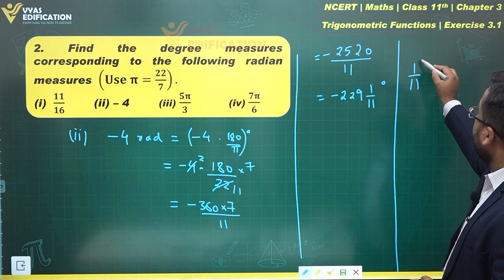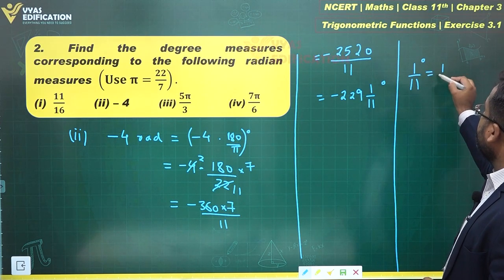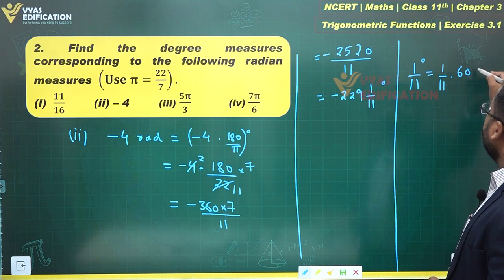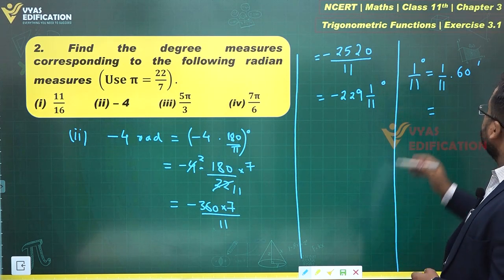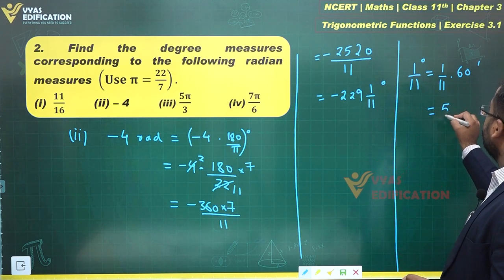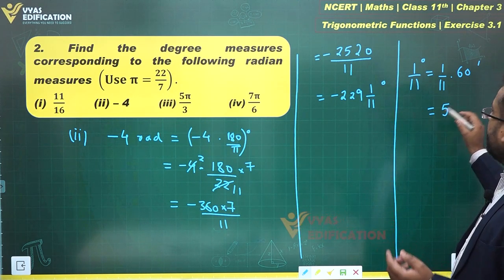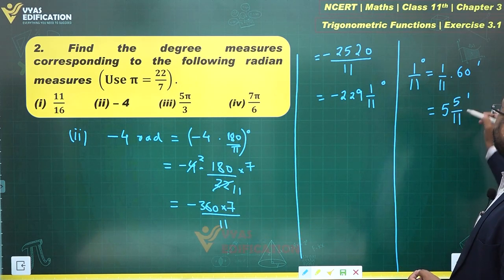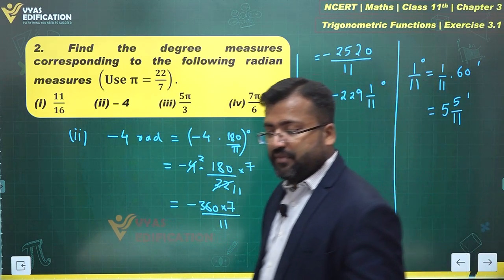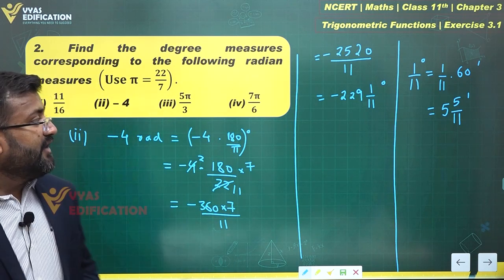1 by 11 degree is equal to 1 by 11 times 60 minutes. Now, what is that equal to? 11 times 5 is 55. This is 5 whole, 5 by 11 minutes. Can you please note that? Yes. 5 whole, 5 by 11.